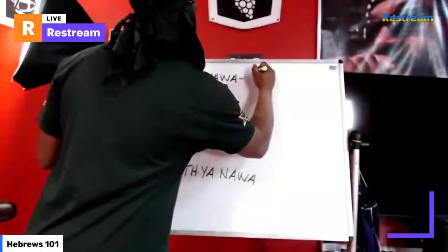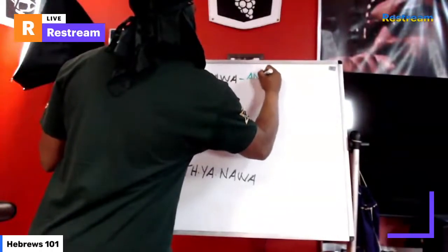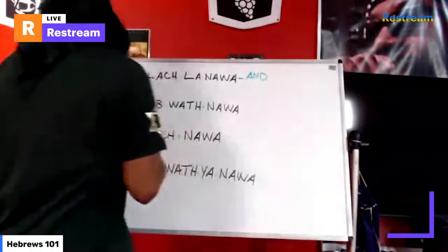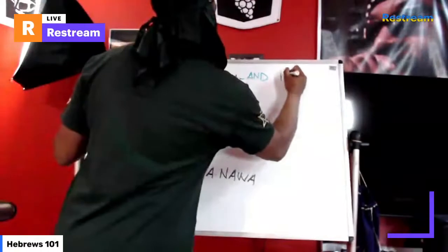So now we are at what? Where are we at? Go ahead. Somebody said Salaki. Yes, go ahead. And what? Forgive. Very good. Forgive what?